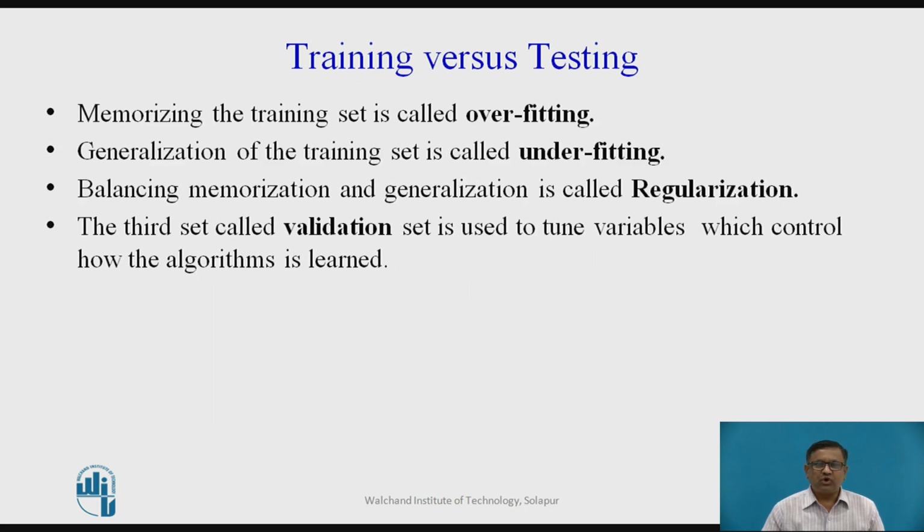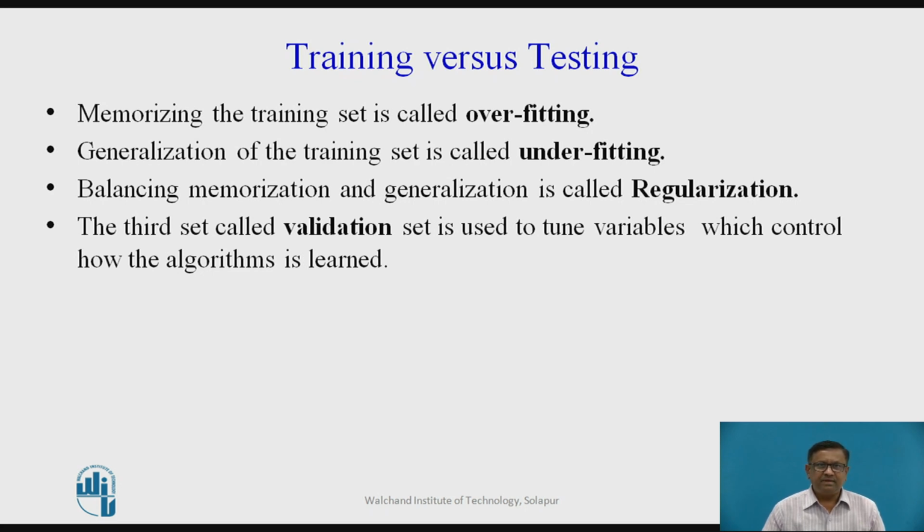Memorizing the training set is called overfitting, and generalization of the training set is called underfitting. So what we require is the balance between these two. Overfitting we don't require, and underfitting we don't require either, because underfitting means it is generalized, and overfitting means it is just memorizing the training data.